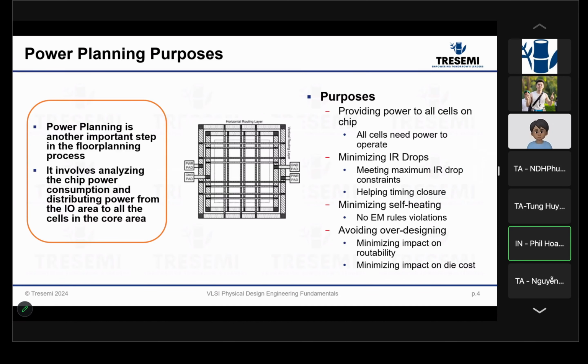of the power consumption of the chip. And based on the power consumption, we'll know what we can do or should do to distribute the power from the I/O areas to other cells in the core areas.